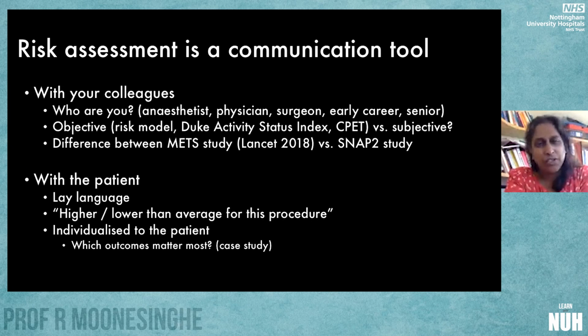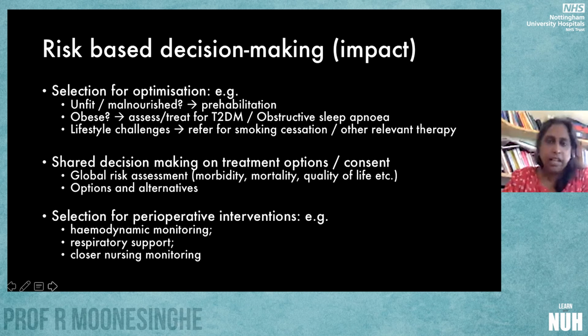But to a patient, that's a 95% risk of survival. And of course, we know that that's not really the case, and that behind that 5% mortality risk, there's a risk of a whole myriad of other problems. But communicating with the patient is not easy, and having simple tools and simple language like higher or lower than average, I think probably does help. And then we need to communicate an individualised risk to that patient, and we need to understand which outcomes matter most. And we'll come back to that again in a sec.